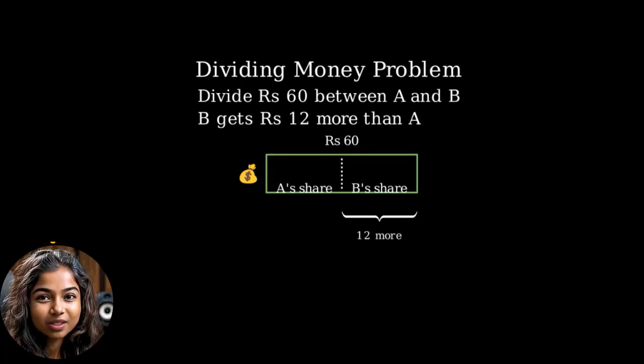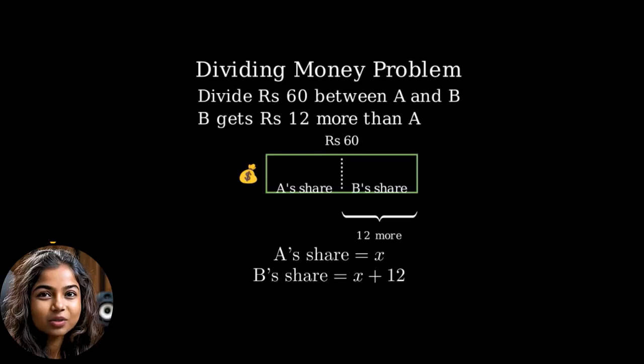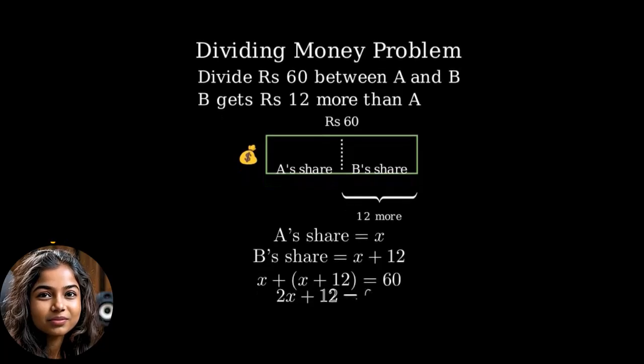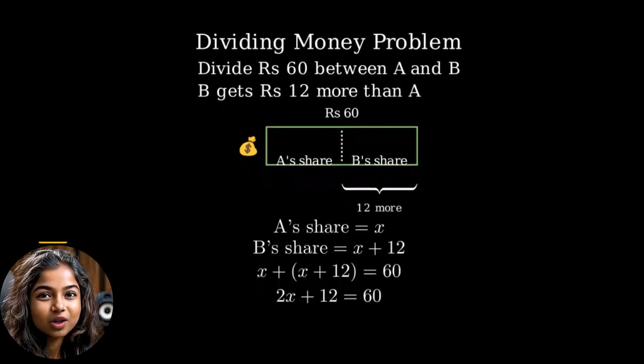Let's solve this step by step. First, let's say A's share is X rupees. Then B's share must be X plus 12 rupees. Since the total amount is 60 rupees, we can write the equation X plus X plus 12 equals 60. This simplifies to 2X plus 12 equals 60.